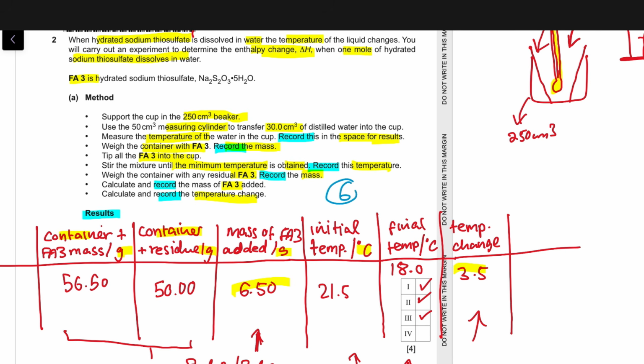Our third mark would be for correct calculations, so correct subtractions basically here and here. And then our last mark, our fourth mark, would be for our change in temperature to be within 1 degree Celsius of the expected temperature change for the mass used.